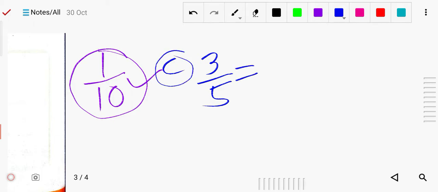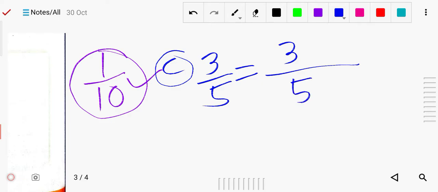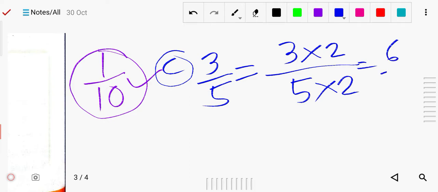First of all, we have to make the denominator a multiple of 10. So 5 means you divide 10 by 5. How many times can you divide? 2 times. So up and down, numerator as well as denominator, you multiply by 2. So 3 2s are 6 and 5 2s are 10. So now 6 by 10.